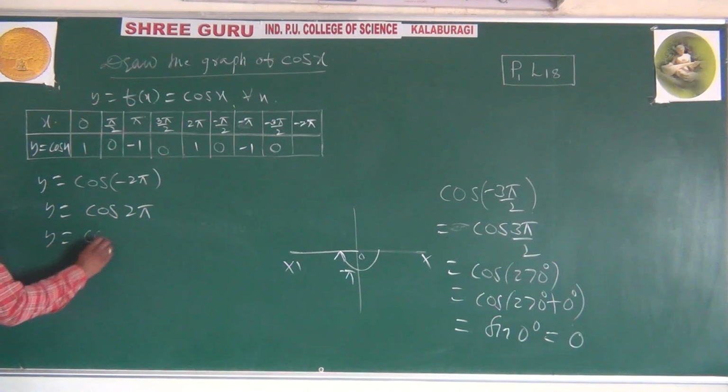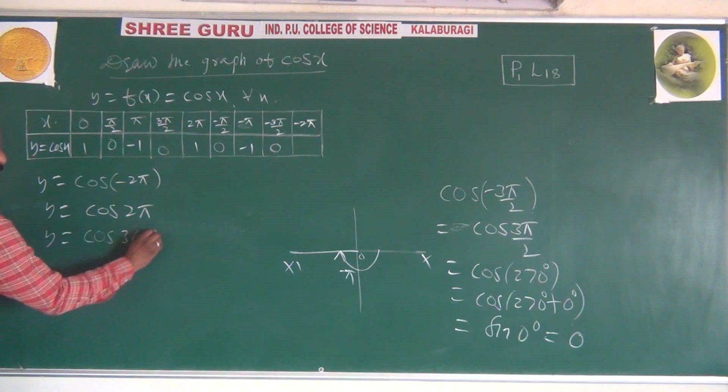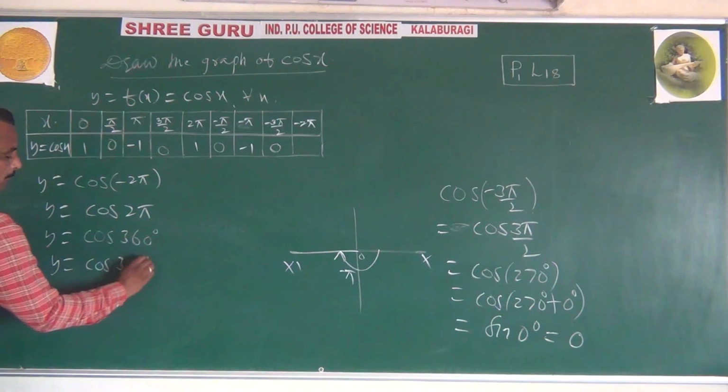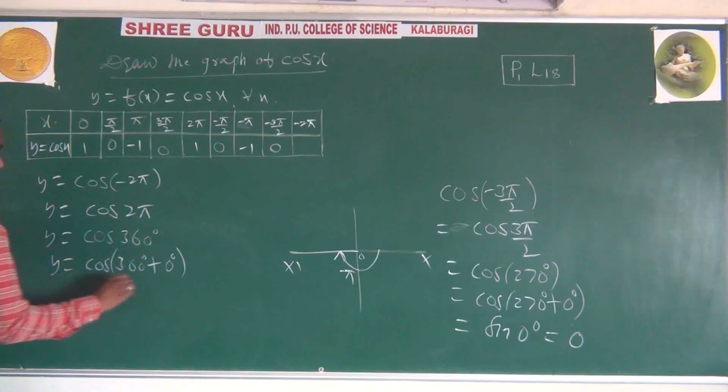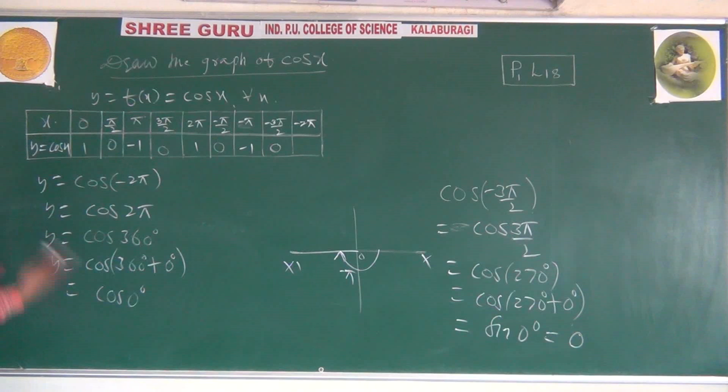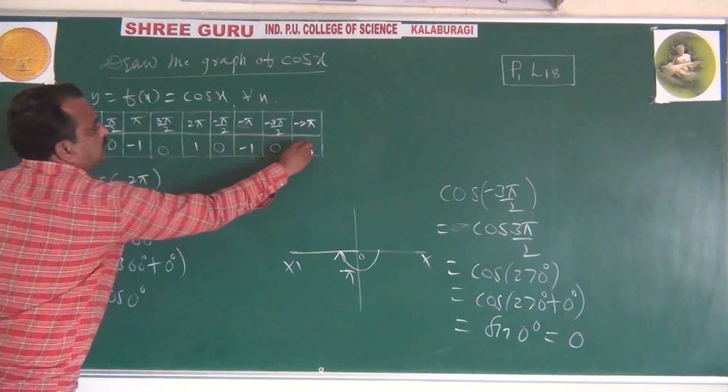Let us calculate again. 360 degrees is 2 pi. Cos of 360, you may write plus 0 or minus 0, or cos 0. It is in the first quadrant, where it is positive. If it is in the fourth quadrant, also positive, no problem. So what is cos 0? It is 1. So these are the values.